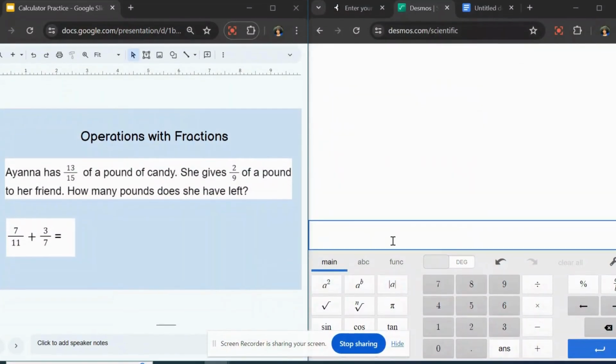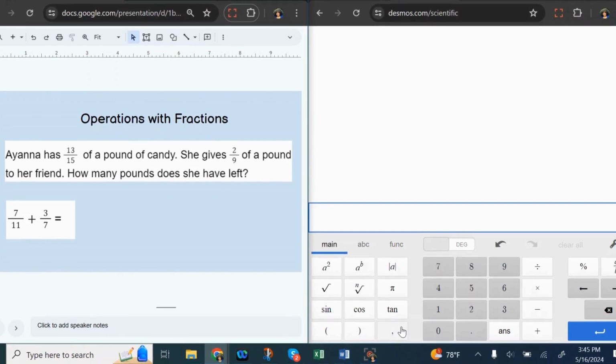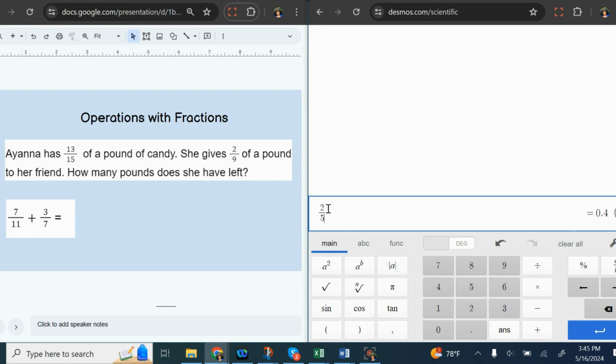In this video, you will learn how to use the online calculator to solve problems with fractions. There are two ways that you can type a fraction into the online calculator. The first way is to use this division sign symbol. For example, if you wanted to type in the fraction 2/5, you can click 2 divided by 5, and it writes it as a fraction.